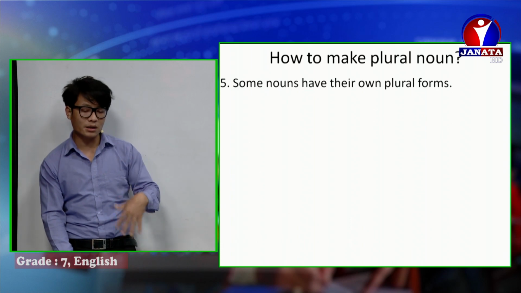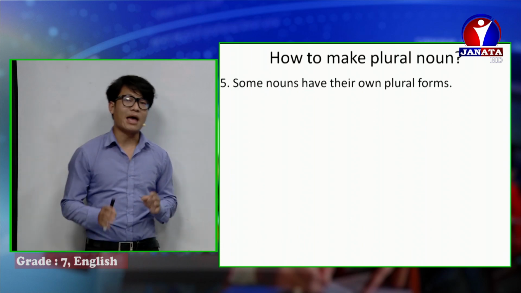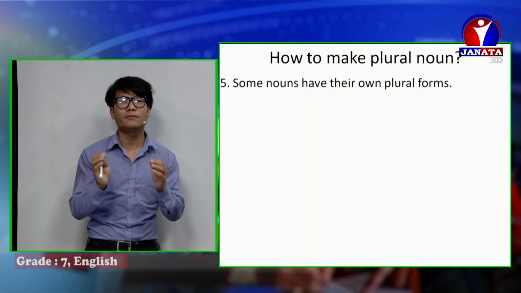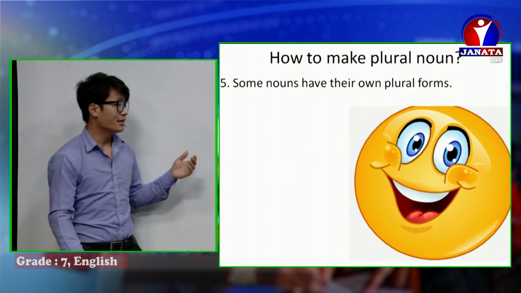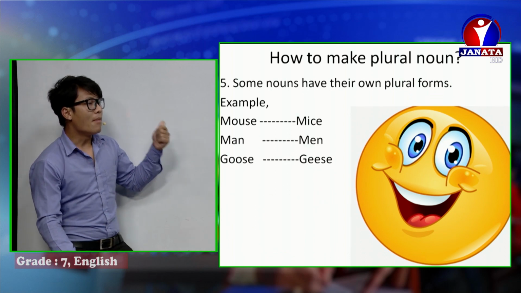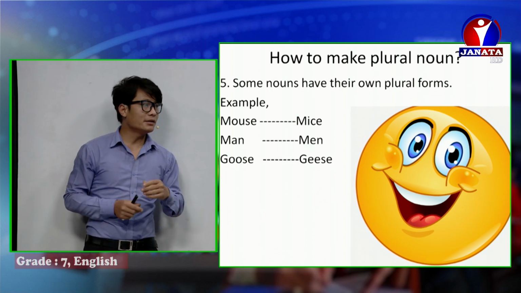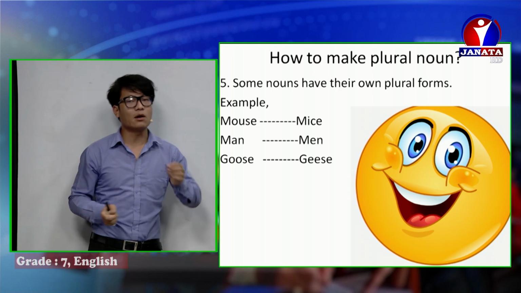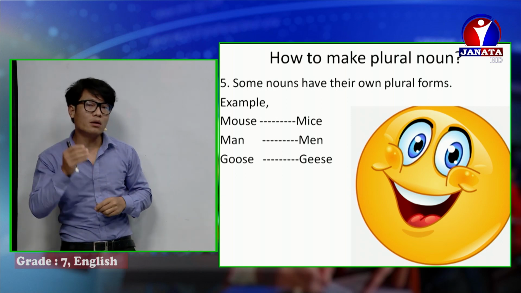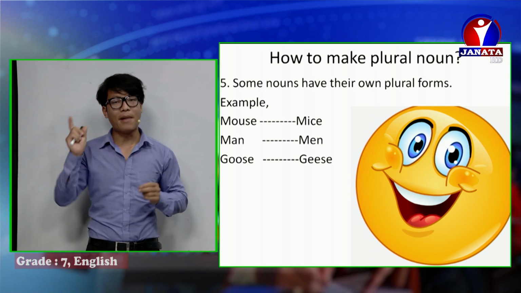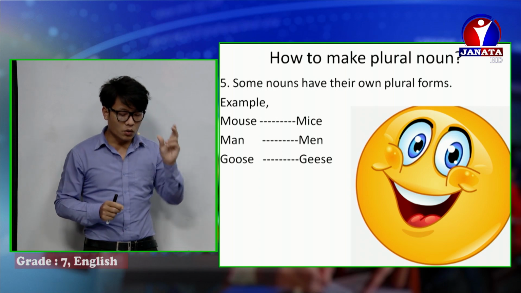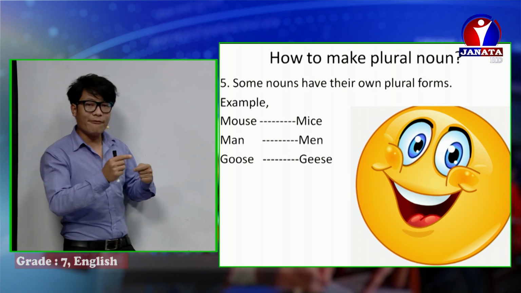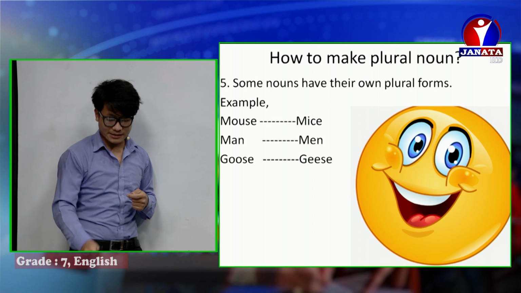Some nouns have their own plural form. Now let's see which nouns have their own plural form. Example, mouse, mice. If you add S at the end of M-O-U-S-E, mouse, to make it plural, that will be wrong, because this noun, mouse, has its own plural form. So mouse, mice, man, men, goose, G-O-O-S-E. Its plural form is G-E-E-S-E, geese.